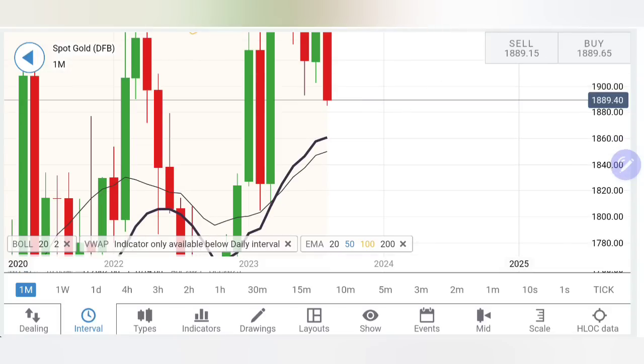Now see, we have seen 1870 as the gap, 1860 as the 20 period exponential moving average, and then below that there are still great supports, first towards 1836 and then the 1820 levels.